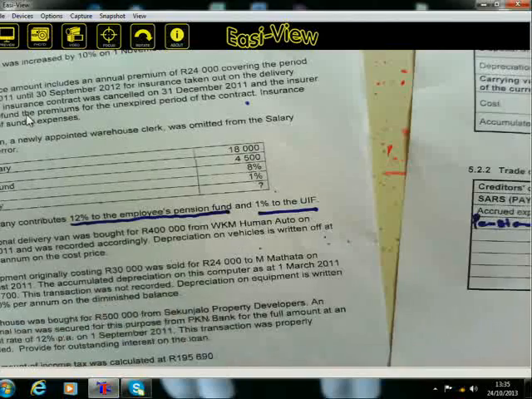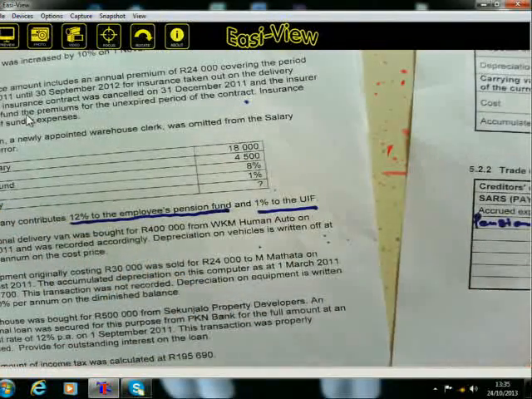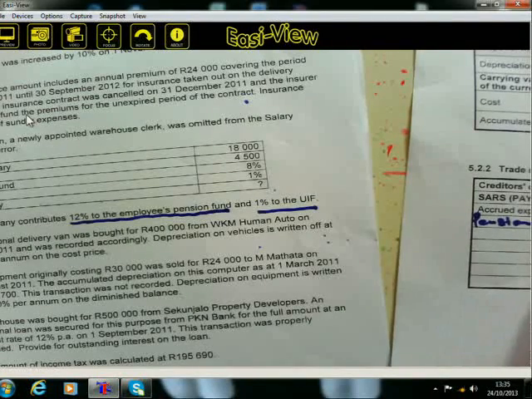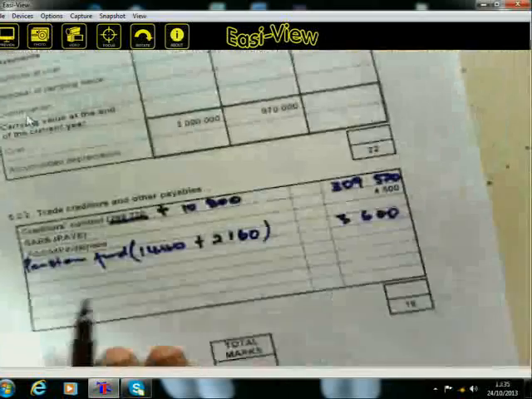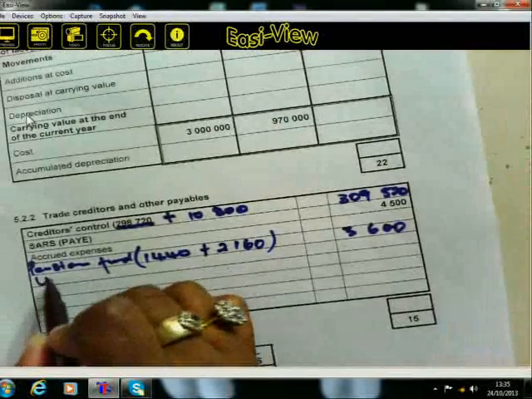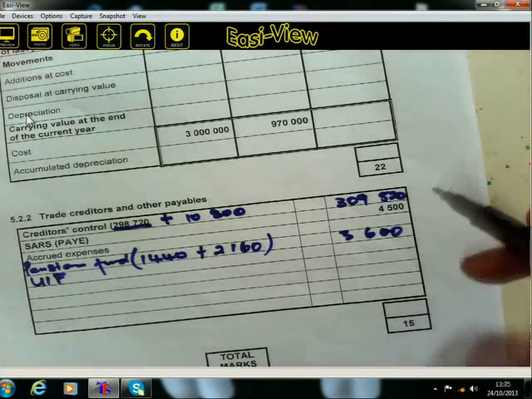Before coming to this, we must complete number 9. The pension fund, we are fine with it. We calculated the 8%, but we haven't calculated the UIF. So the UIF, it will be 18,000.